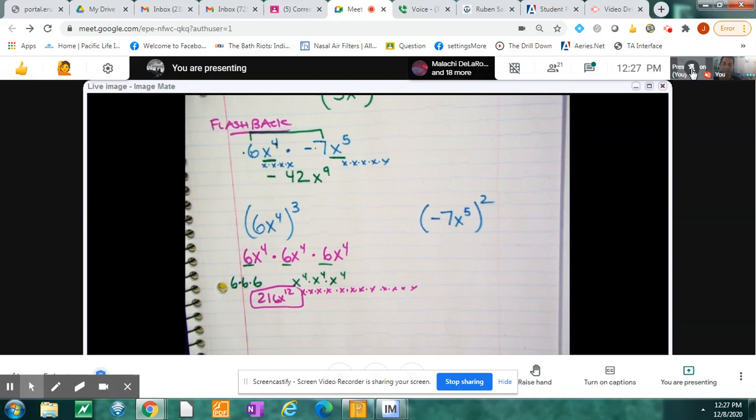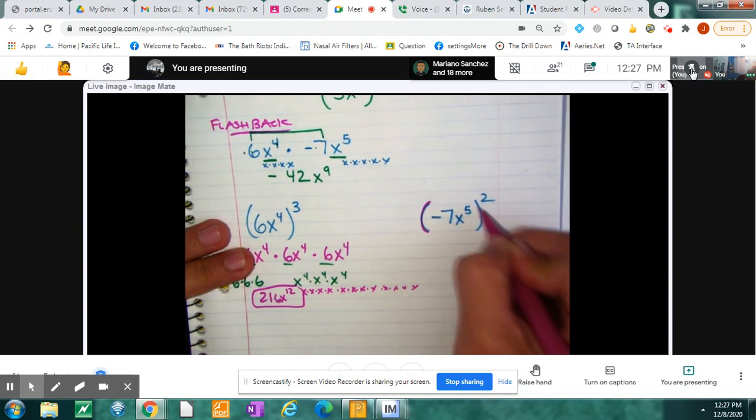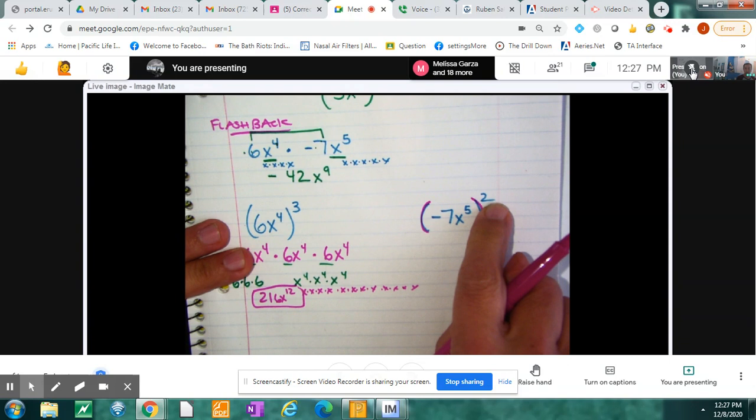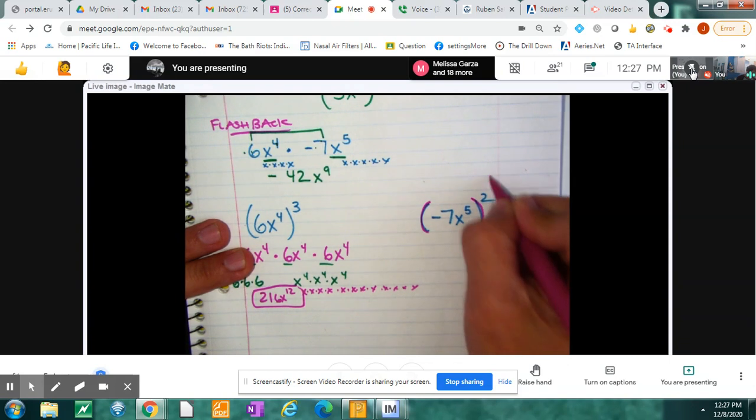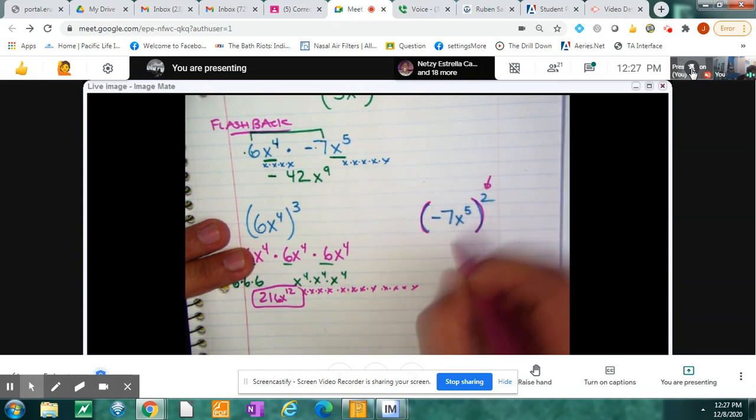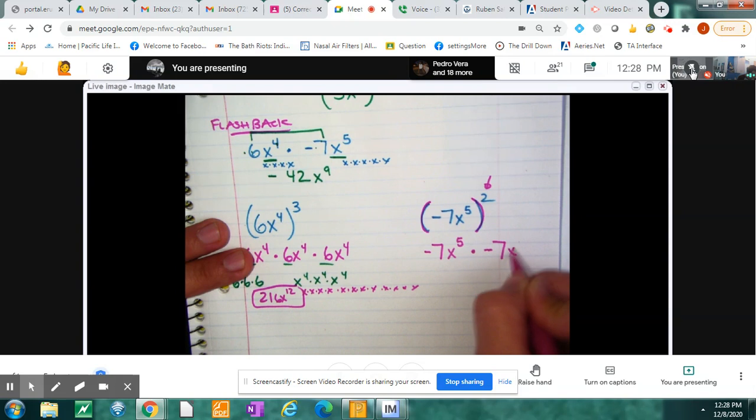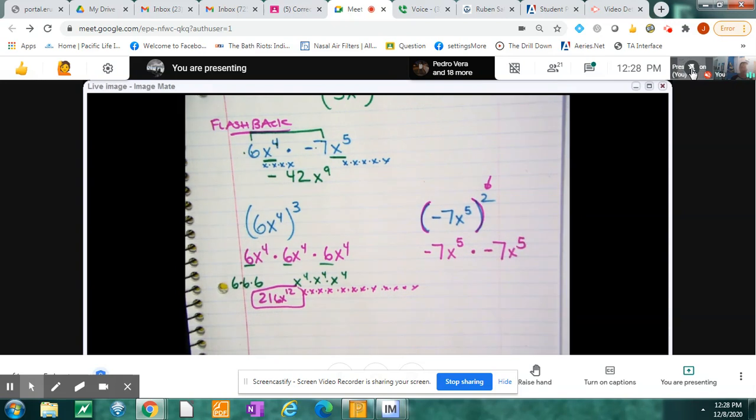I'll go ahead and do negative 7x to the power of 5, and we're going to raise that to 2. Now remember, whatever's in parentheses right here, that's what's going to be raised to the power of 2. So you're going to write negative 7x to the 5th times negative 7x to the 5th. All we did is set it up. So let's go ahead and multiply.